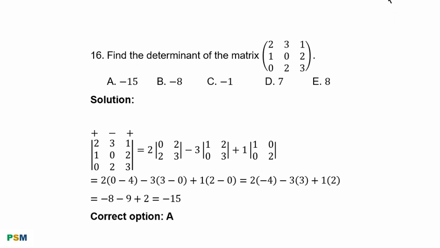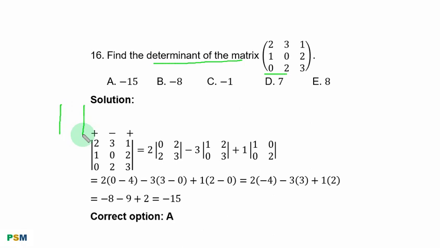Question 16. Find the determinant of the matrix with 3 rows and 3 columns. It is a 3 by 3 matrix. You put the given matrix under the symbol of determinant. You expand along any row of your choice. I prefer using row 1.